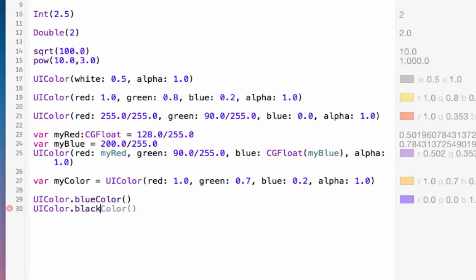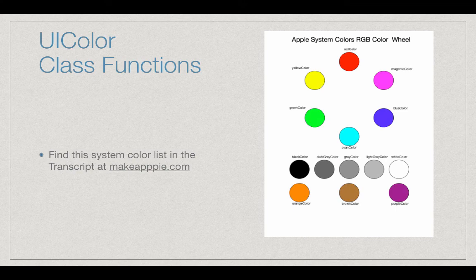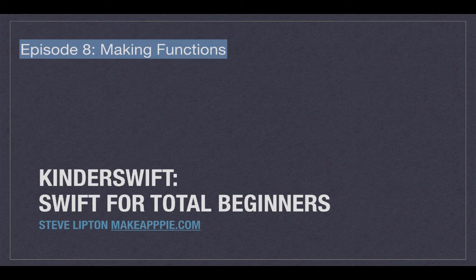Before the next lesson, play around with some of the UIColor class methods and the red, green, blue initializer. You can scroll for them in autocomplete, or you will find a list of them in the lesson transcript at makeapppi.com. Next time, we'll make our own functions.